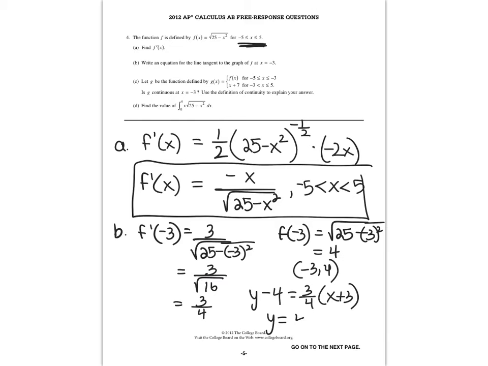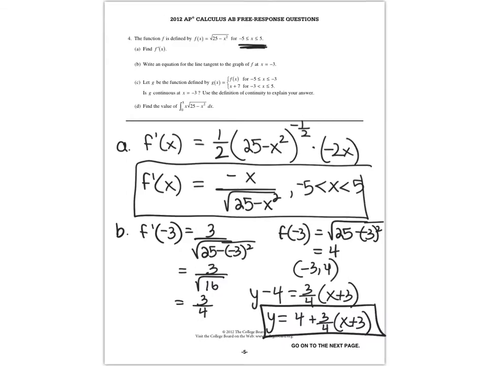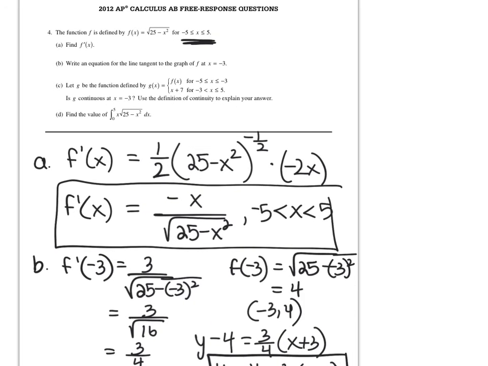If we solve this for y, you could distribute and simplify, but that should be good enough there. C, now it's a little bit different. They're changing up the problem. So they're just saying let g of x equal f of x only for -5 to -3. And then it's going to equal something else for the rest of the problem. And it's asking, is g continuous at x equals -3? Use the definition of continuity to explain your answer.